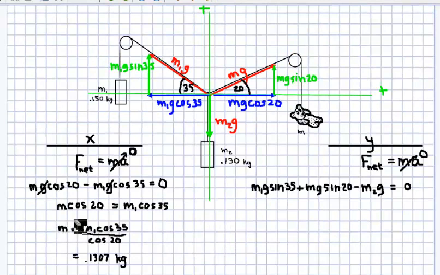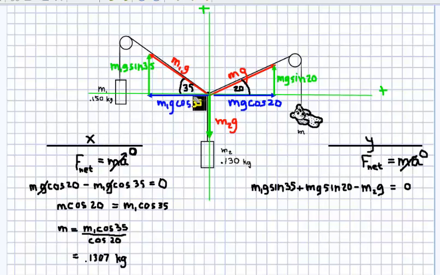So solving for m, dividing both sides by cos 20, we get m equals m1 cos 35 divided by cos 20. Put in a value for m1 of 0.150 kilograms. Type all that into your calculator, and you find out that the mass of the teddy bear, little m, must equal 0.1307 kilograms.